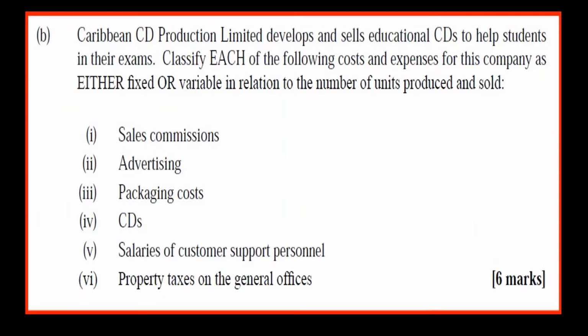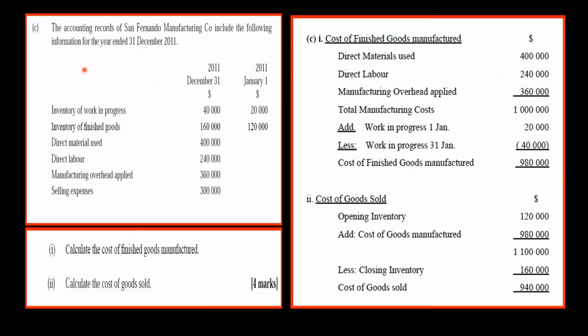Classify each of the following costs and expenses for this company as either fixed or variable in relation to the number of units produced and sold. Sales commission would be variable, advertising fixed, packaging costs variable, CDs variable, salaries of customer support personnel fixed, property taxes on general office fixed. Okay, the next, read what is required first.